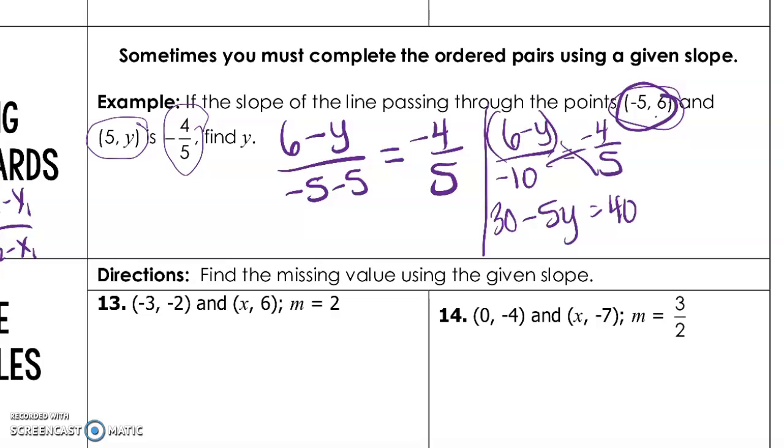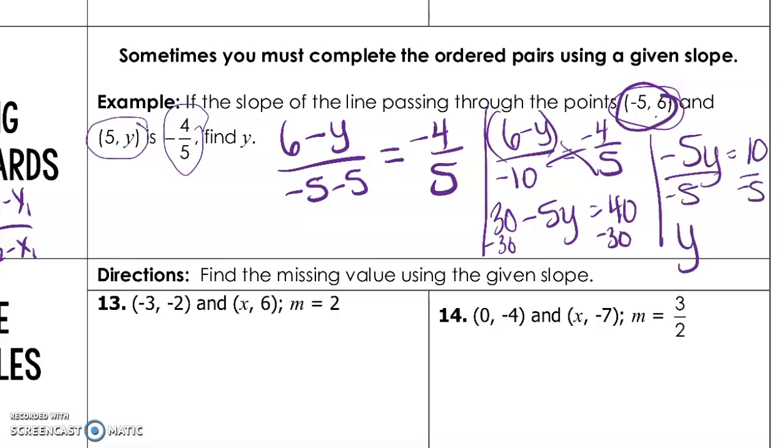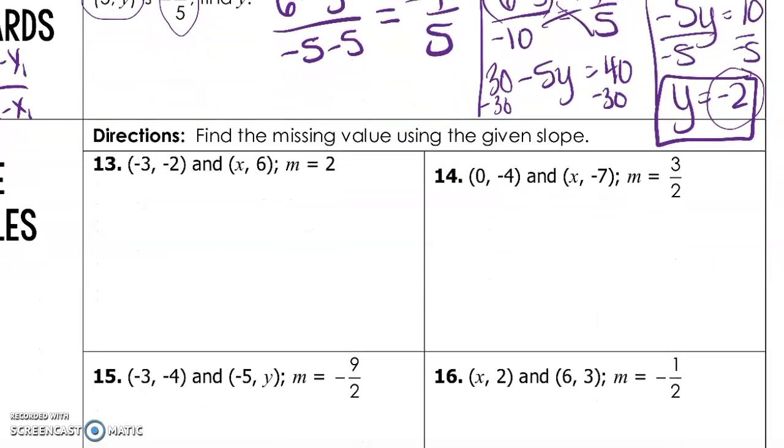So this will just set up a new equation. Subtract 30 from both sides. Negative 5y equals 10. Divide by negative 5, and y is equal to negative 2. So again, you'll want to go back and plug that in right here. 6 minus negative 2 is positive 8 over negative 10 would give you negative 0.8 if you plug that into your calculator. Negative 4/5 if you plug that in will also give you negative 0.8.